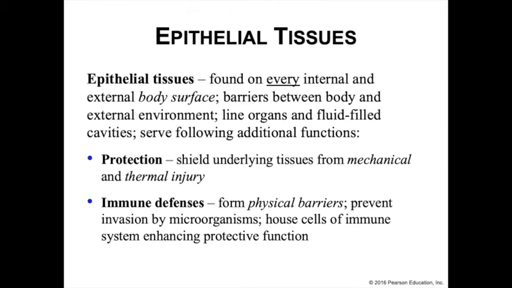First one is protection. It provides really good protection, especially with the skin. It keeps out almost everything we want to keep out unless we get a cut or we injure those cells. Immune defenses. The skin is a physical barrier. It is helping to keep bacteria out, helping to keep viruses out. We're also going to see we have white blood cells that can actually live within the epithelial tissue and basically wait for bacteria or viruses or toxins and then kill them when they do see them.